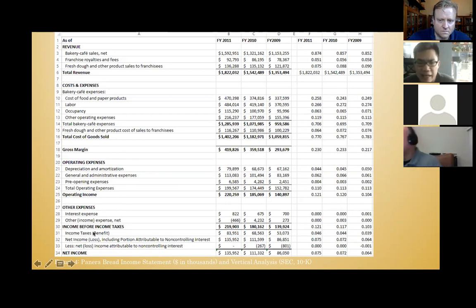Another interesting thing to look at is that labor and costs of food and paper products are about half of total revenue. So you see that to the left, for fiscal year 2011, it's 0.258 and 0.26. So these are in terms of ratios, not percentages. But why could we see that cost of labor is going down proportionally versus cost of food and paper products contributing more? Again, you could think about what Panera Bread has been doing.